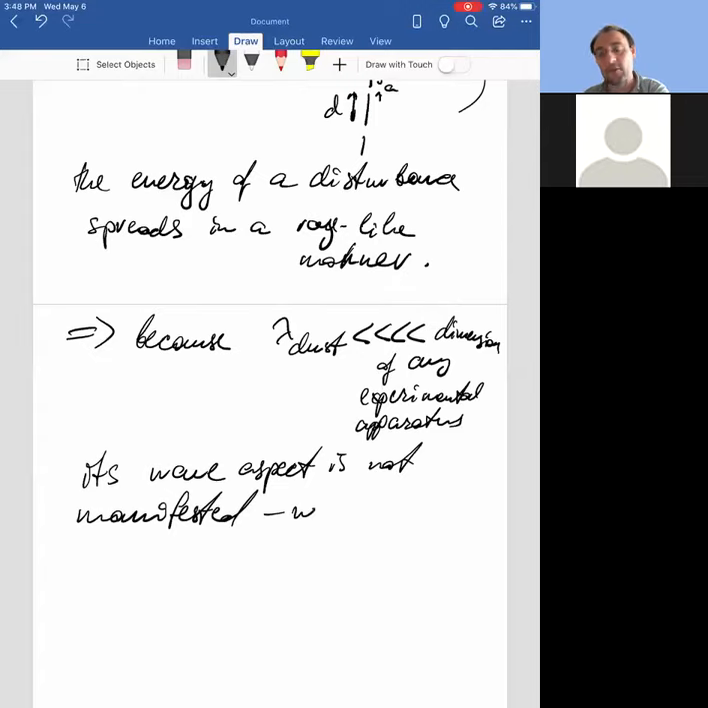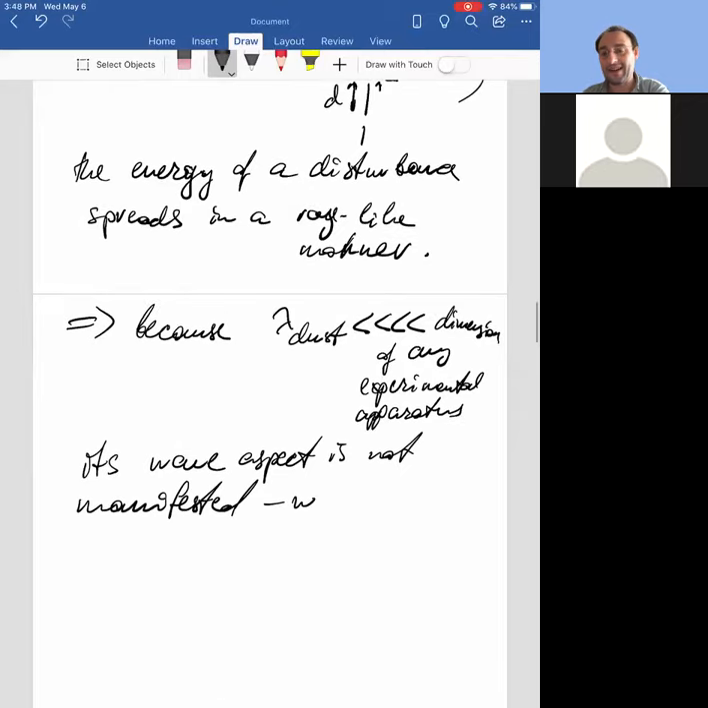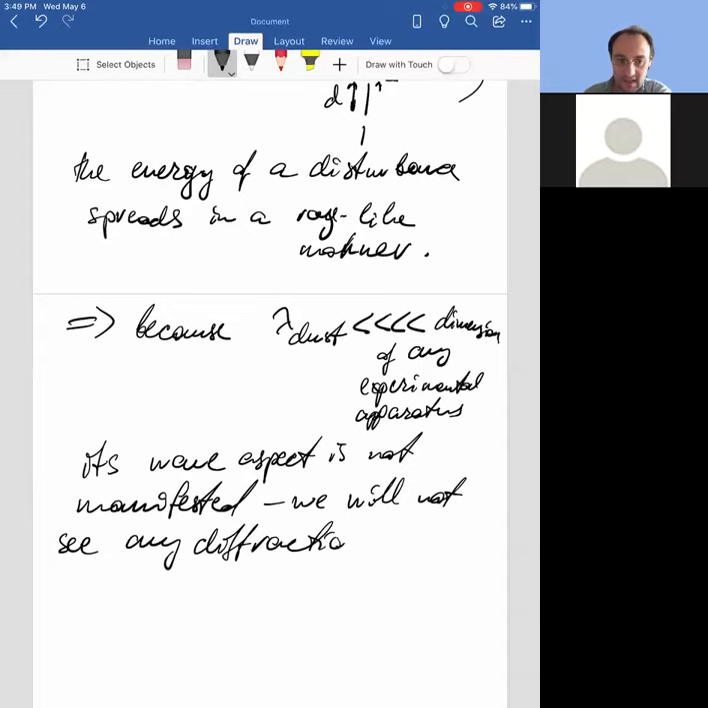Yes, a dust particle is a wave, but it's a wave of such tiny dimensions that its wave aspect is not manifested. So this is your first inkling of how quantumness of everyday objects gets hidden. Okay, we will not see any diffraction effects or interference.